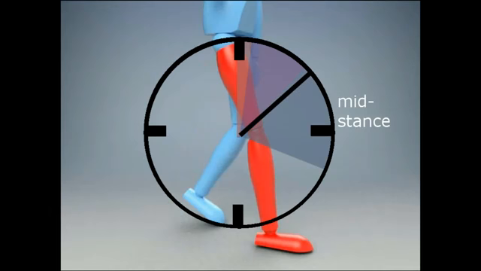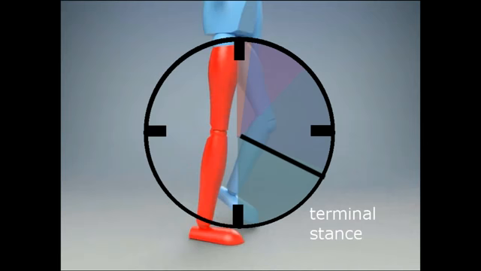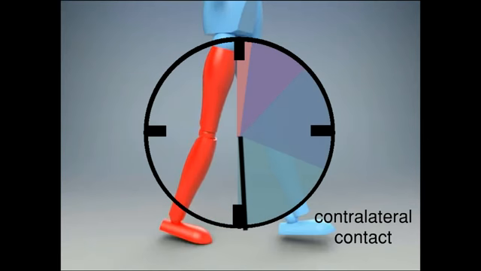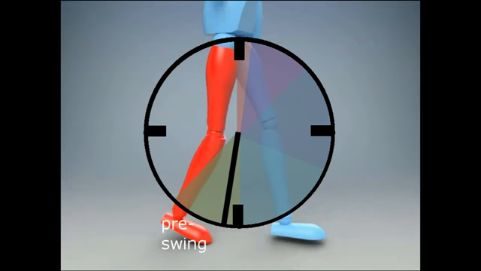The next 19% of the gait cycle is mid-stance, which makes sense since it is in the middle of the stance. There is the terminal stance phase for another 19% of the gait cycle. After there is contralateral contact, meaning the other foot has touched the ground, pre-swing is when the reference limb pushes off the ground. This phase covers 12% of the cycle.